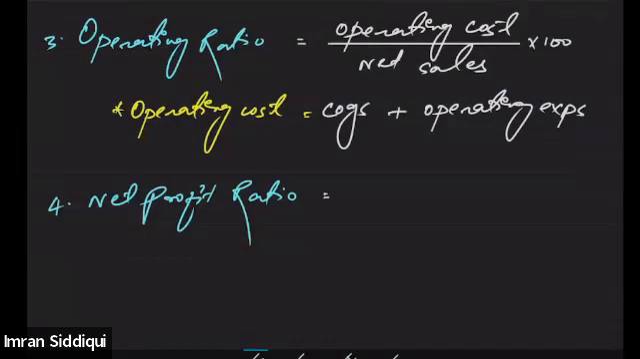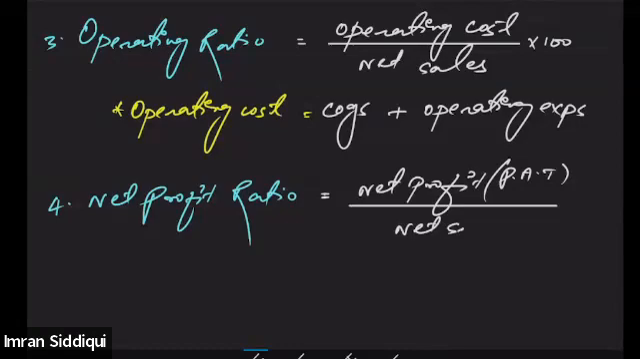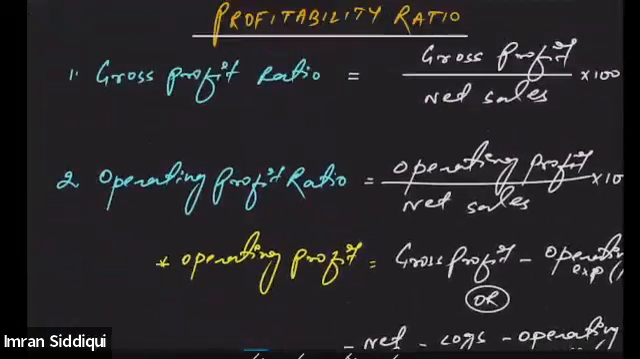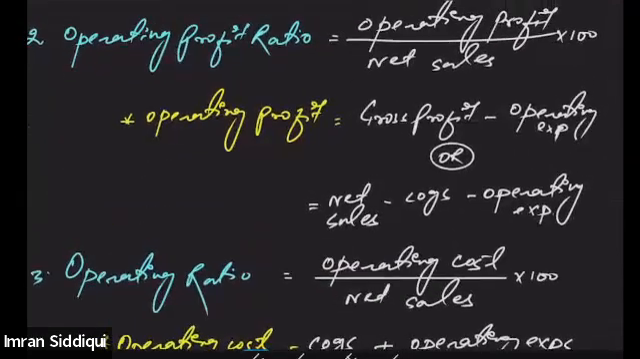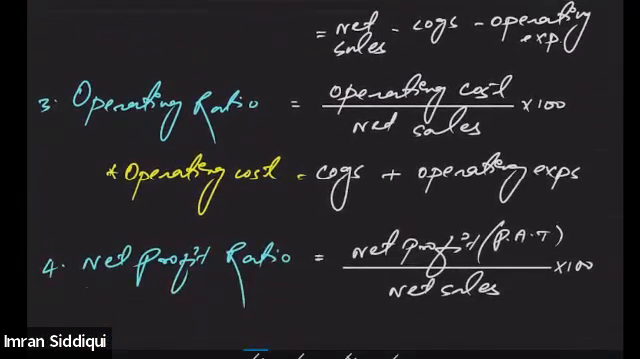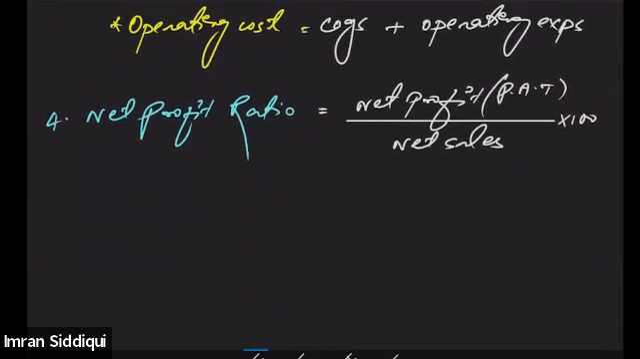Under net profit ratio, the formula is very simple. It is net profit, also called profit after tax, PAT, divided by net sales into 100. The common thing in all of our formulas is net sales. In gross profit, the denominator is net sales. Operating profit, net sales in the denominator. Operating ratio, net sales in the denominator. Net profit ratio, net sales in the denominator. So every formula has one common thing, which is net sales.